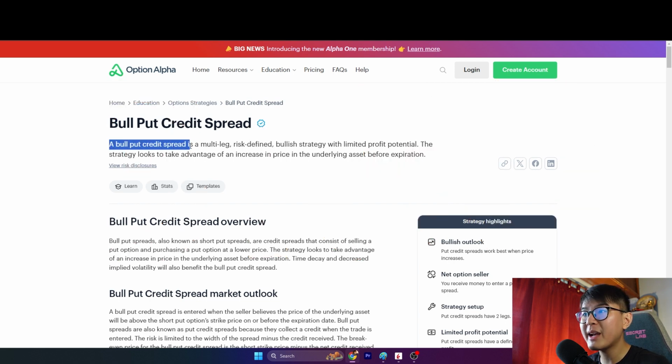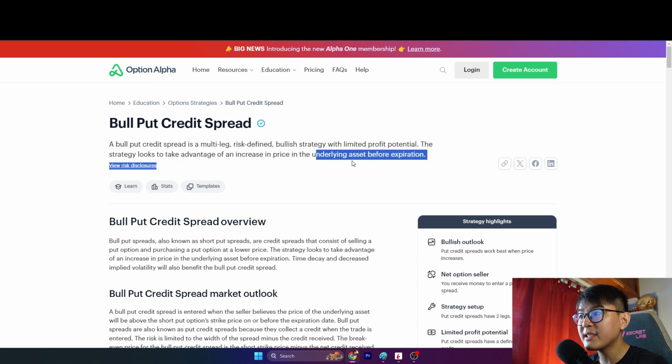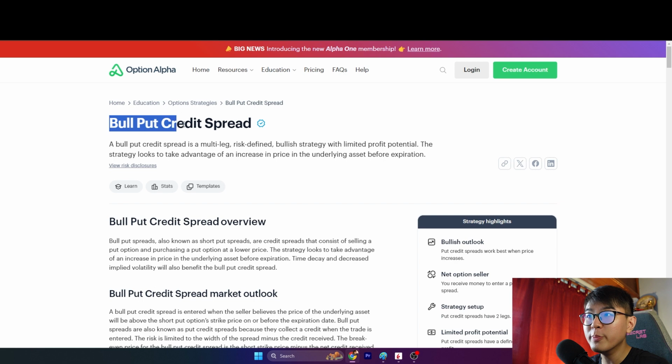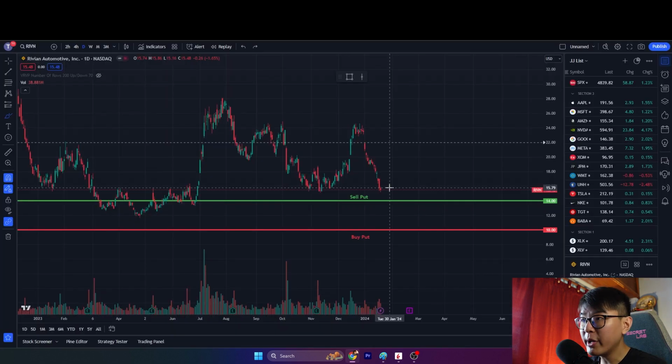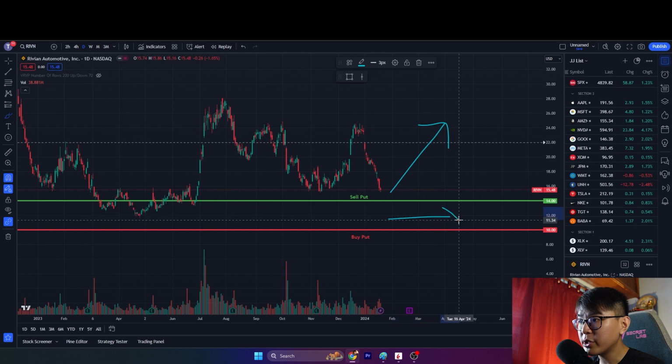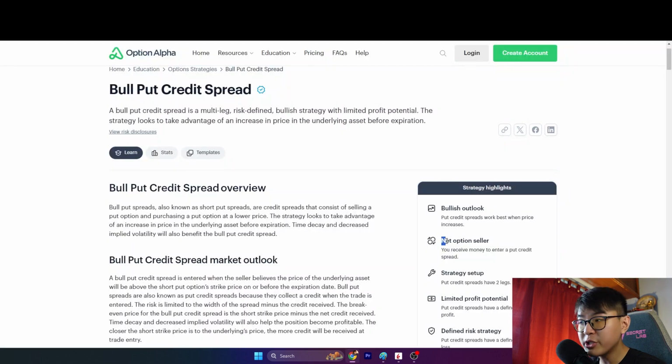A bull put credit spread is a multi-leg, risk-defined, bullish strategy with limited profit potential. The strategy looks to take advantage of an increase in price in the underlying asset before expiration. As a strategy highlight, you only want to execute a bull put credit spread when you're bullish. When you're bullish, you're simply expecting the price of the stock to increase in the duration in which you are trading the options on. For this strategy, you're a net option seller. You receive money to enter a put credit spread. You're basically collecting money when you execute this trade.